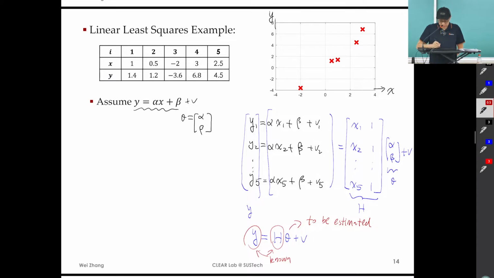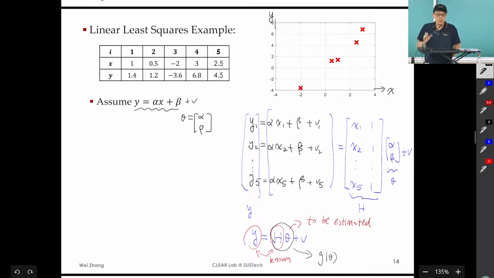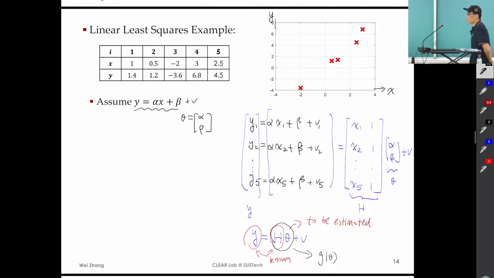In this case, this is my g of theta function. It's very simple. G of theta is just h times theta. In general, it's a function of theta and can be arbitrary. H times theta is our g of theta. It's our model. What is h of theta trying to say?